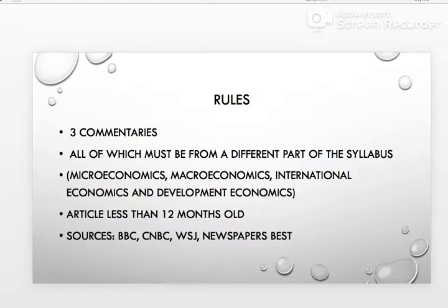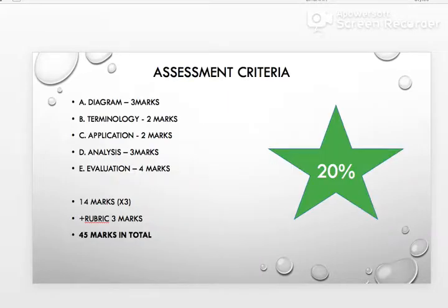So 3 articles. The article must be published within 12 months of your commentary, and good sources are any news source from Britain, America, anywhere else in the world, with no economic analysis. So The Economist is ruled out. Your IA accounts for 20% of your overall grade, your 3 IAs.